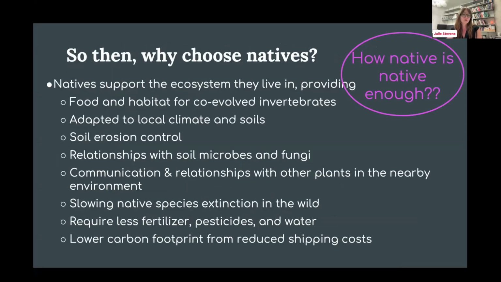So, why do we choose native plants? On the flip side, they do create food and habitat, some more than others. Not all native plants are going to produce the same amount of food source or habitat. They are adapted, right? They correlate with the climate, with soils, with fungi, with other plants, with other animals. They require less fertilizer, pesticide use, and water. They can also lower the carbon footprint because typically, if we're sourcing native seed sources, we're growing them native, buying them native. They're not coming from Oregon or Georgia.